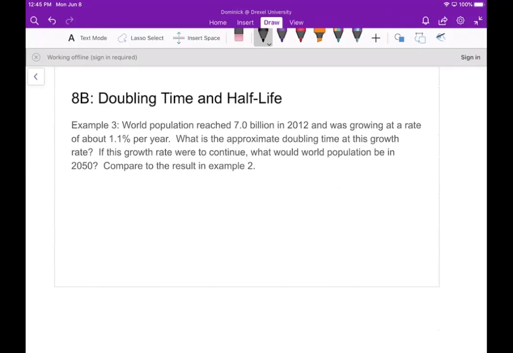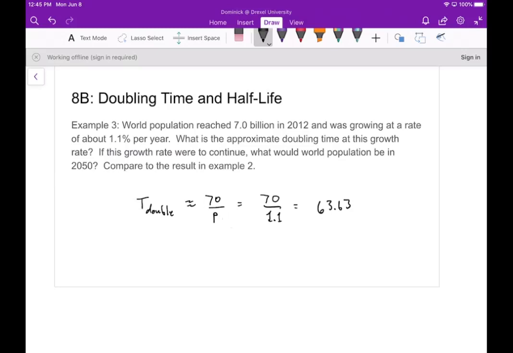All right. So now to get the approximate doubling time, I need to take 70 and divide it by p, where p is the percentage. So in this case, I need to take 70 and divide it by 1.1. So if we do that, 70 divided by 1.1 is going to give us the doubling time is about 63.63.